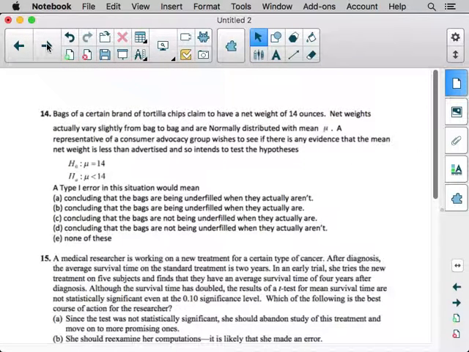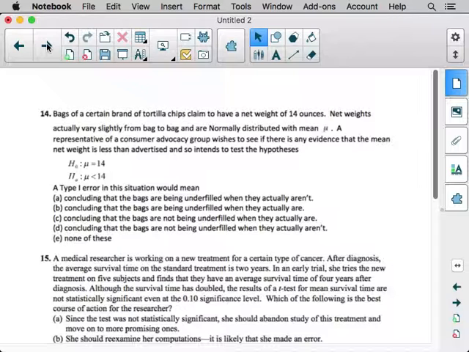Bags of a certain brand of tortilla chip claim they have a net weight of 14 ounces. Net weights actually vary slightly from bag to bag and are normally distributed with mean mu. A representative of a consumer advocacy group wishes to see if there's any evidence that the mean net weight is less than advertised and intends to test those hypotheses. A type 1 error in this would mean, all right, type 1 error. So again, before we read anything, tell me just in general terms, what is type 1 error? Not even context, just general.